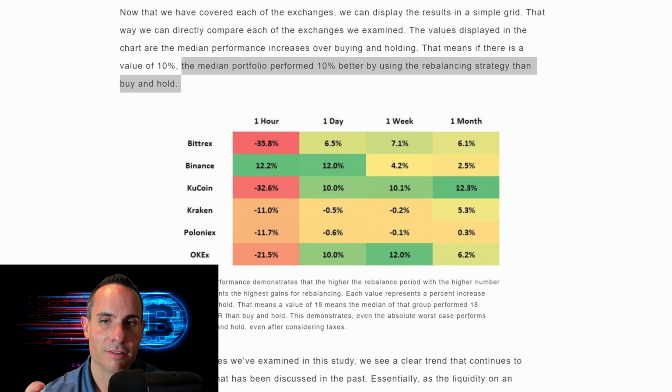That 1 month mark is kind of the sweet spot where you have a 12.3% increase in rebalancing strategy versus buy and hold.